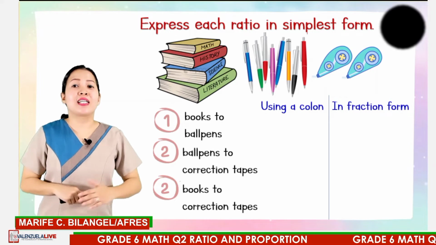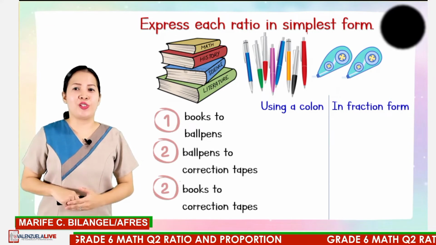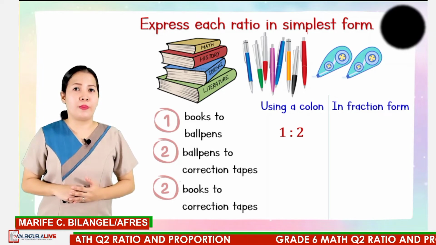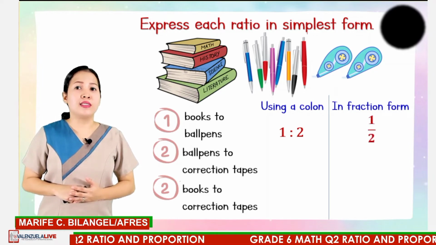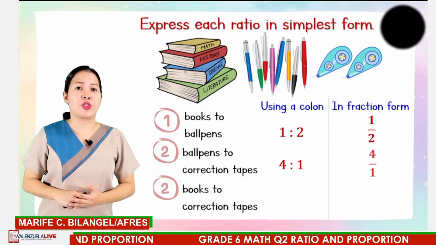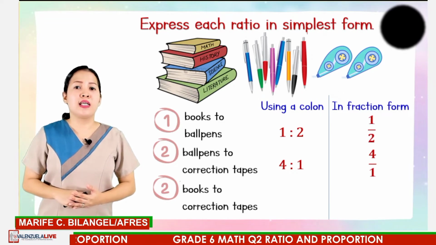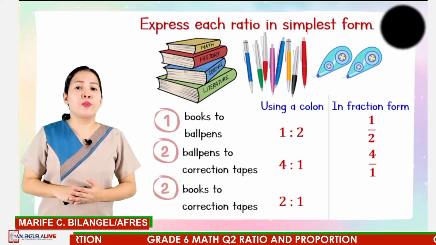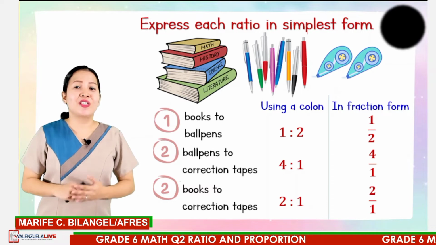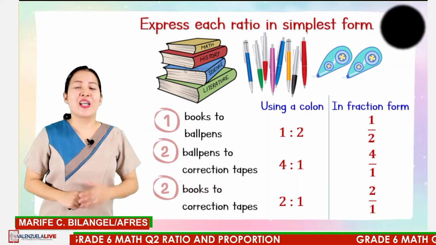Time's up. Let us now see the answers. So the answers for books to ball pen is 1 to 2. For ball pens to correction tapes, the answer is 4 to 1. And the answer for books to correction tapes is 2 to 1. Did you get the same answer? Great job.